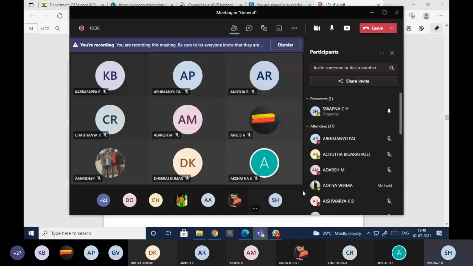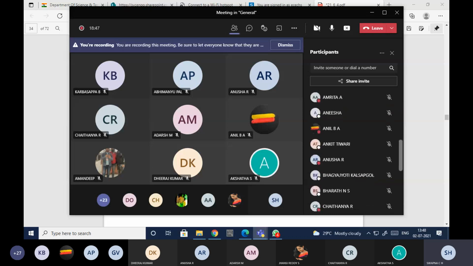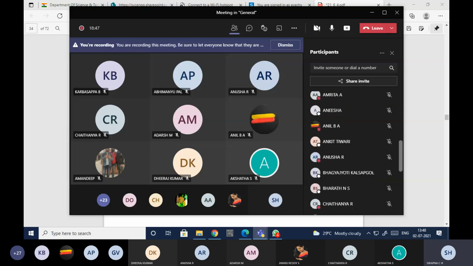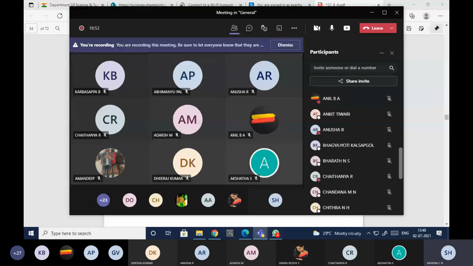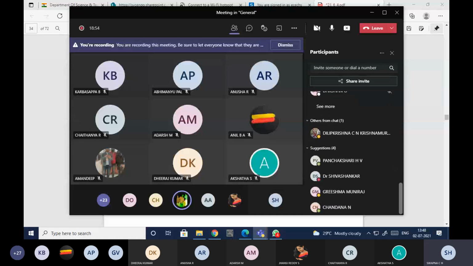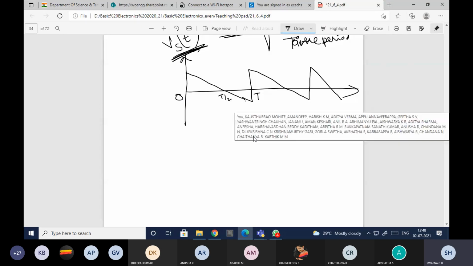Why is nobody answering? Nobody knows this answer? Amandeep? Karthik? Ma'am? You don't know how to... I think y2 minus y1, divided by x2 minus x1. What will it give me? Slope.